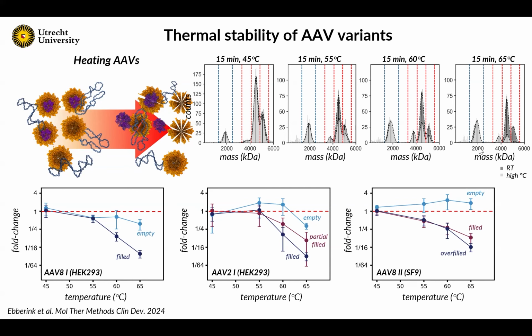Again, using our DNA signal in each sample, we can quantify the amount of empty, filled and overfilled capsids while heating them up. And we can see here in our fold change plot that at 55 degrees the filled and overfilled particles start to decrease, which continues during 60 degrees heating and 65 degrees, while the empty particles remain much more stable and persist throughout the measurements despite any increase in temperature.